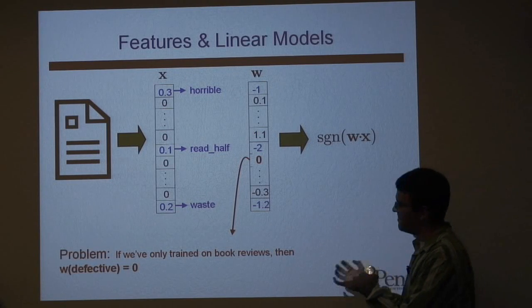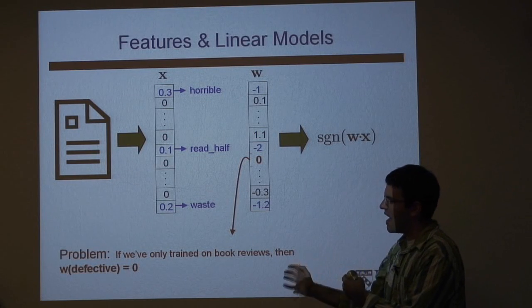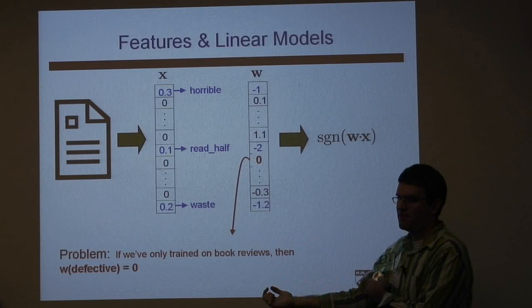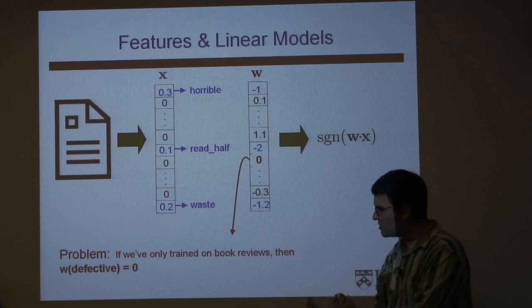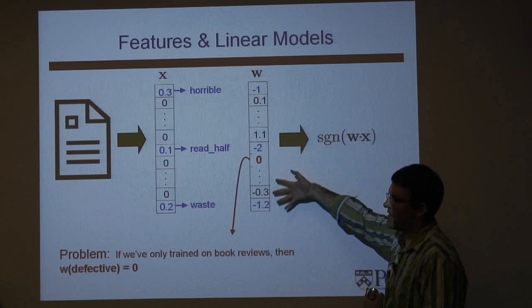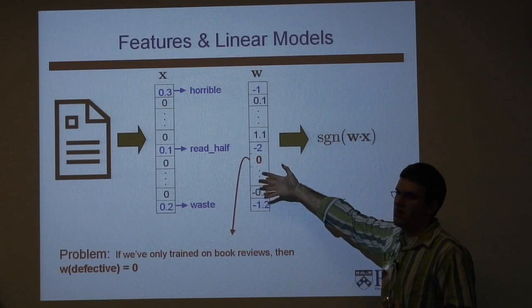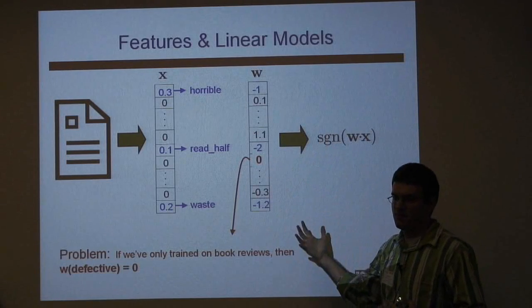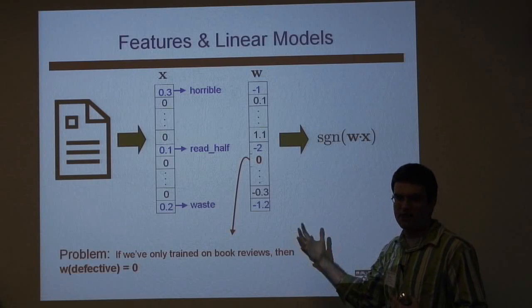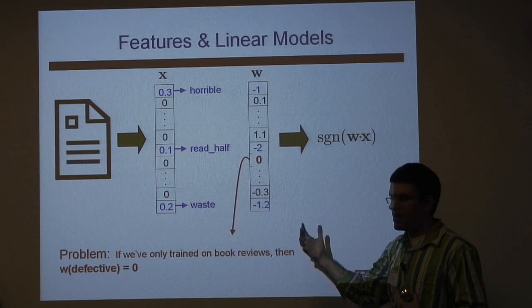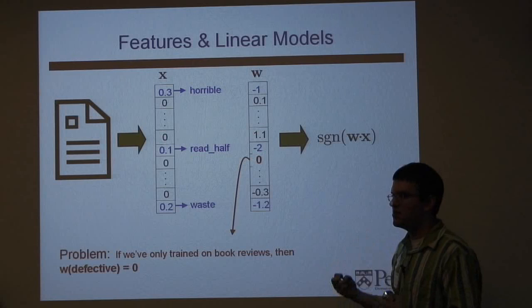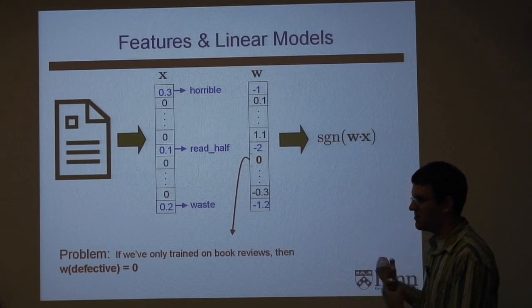So the problem I want to focus on again is, remember we had a feature like defective, right? And we had a bunch of training data from books on which we can estimate the entries in this weight vector. But we've never seen the word defective, this particular feature. So what do we do? Well, the best we could possibly do is give it a 0 weight, right? We've never seen it before, we don't know what it means, so we just give it a 0 weight.